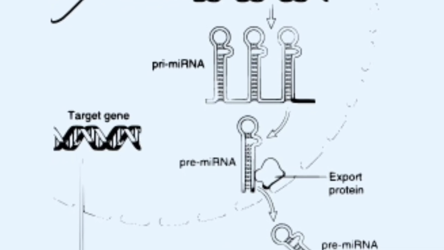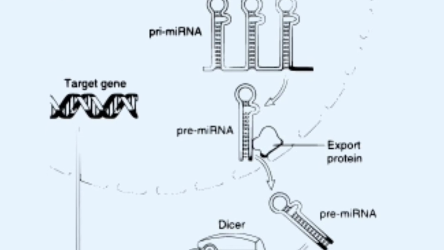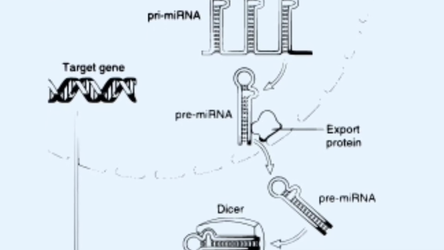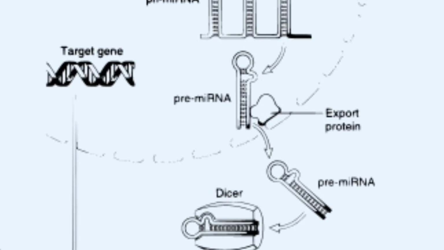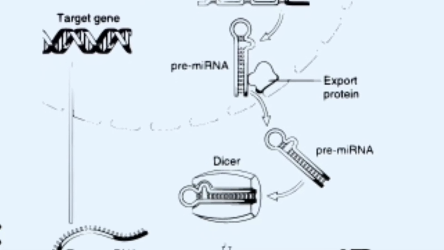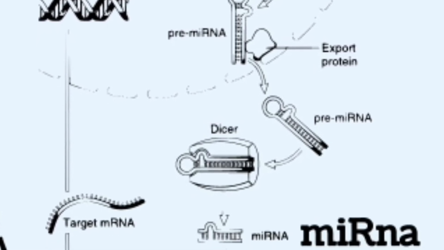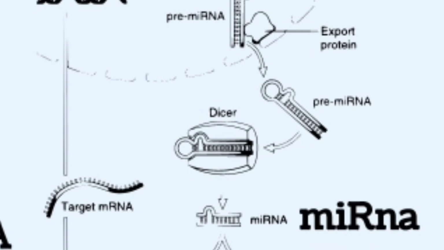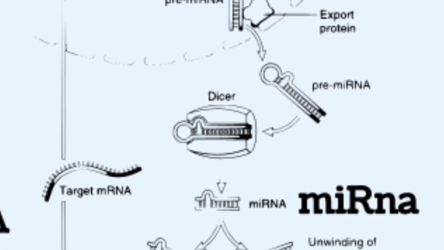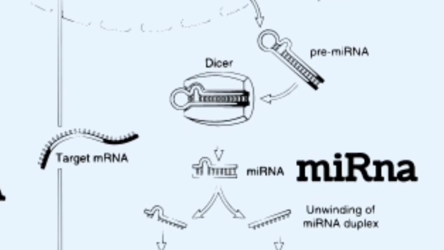Firstly, the miRNA gene forms the pre-miRNA. This pre-miRNA is removed from the cell by export protein. Now, this pre-miRNA is broken down into smaller fragments by the dicer enzymes. These dicer enzymes help in the breakdown of pre-miRNA into miRNA. Now this single-stranded miRNA is matured.